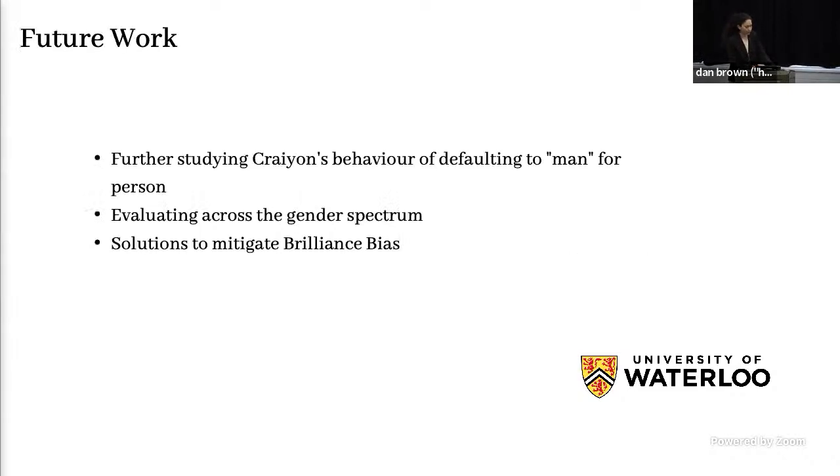In future work, we want to look at further studying Crayon's behavior of defaulting to man for a person, and then looking at evaluations across the gender spectrum. So our study was focused on binary female and male in the context of brilliance bias, similar to the psychological studies conducted that focused on binary female male, and evaluating if there is brilliance bias amongst people and what age it starts. Lastly, we want to work on solutions to mitigate brilliance bias.